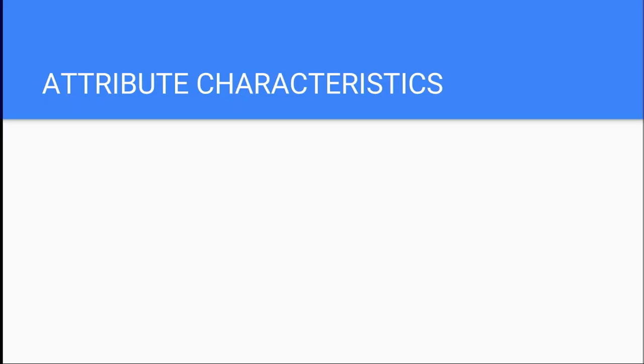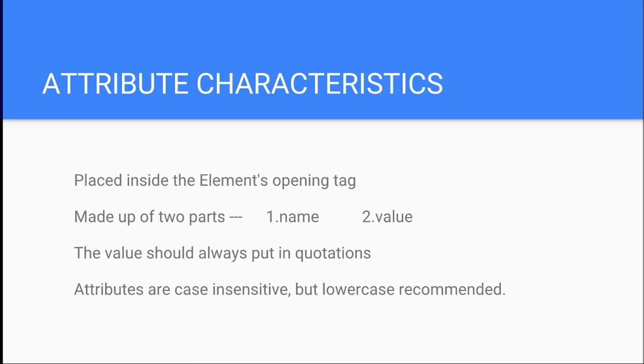And what are the attribute characteristics? The first characteristic of an HTML attribute is that it is placed inside the element's opening tag. We already saw this in an example. And an attribute is made up of two parts. The first one is an attribute name, and the second one puts some value to that name. And a value should always be put in quotations. So you should use double quotes to give that value. If not, that's an invalid value. The browser will never understand.